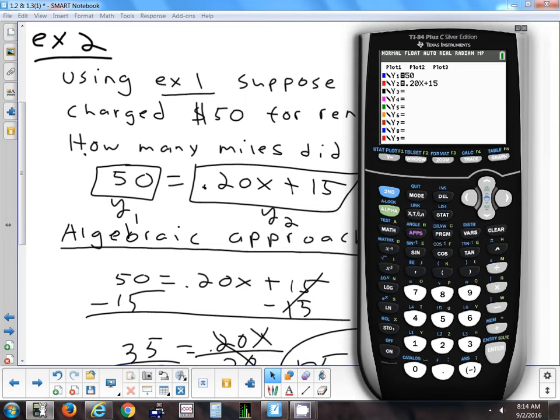So visually, I want to see where y1 equals y2. What does that mean? What am I going to look for on the screen? I'm going to look for where something happens. Yeah, Amanda? Where they cross. Yeah, where they cross. Right, so I'm going to press zoom 6, which I usually start with. That gives me the standard window from negative 10 to 10 on the x and negative 10 to 10 on the y.